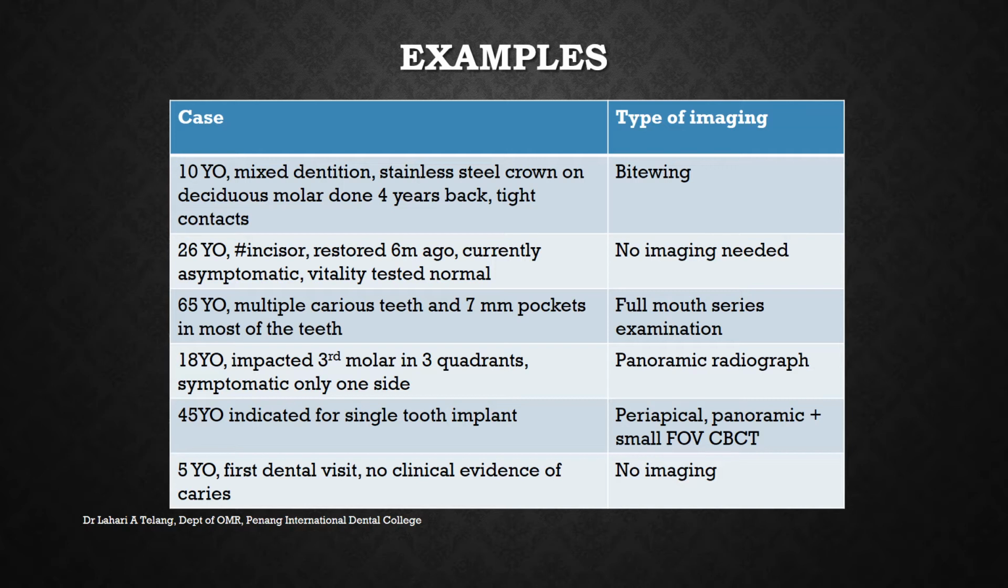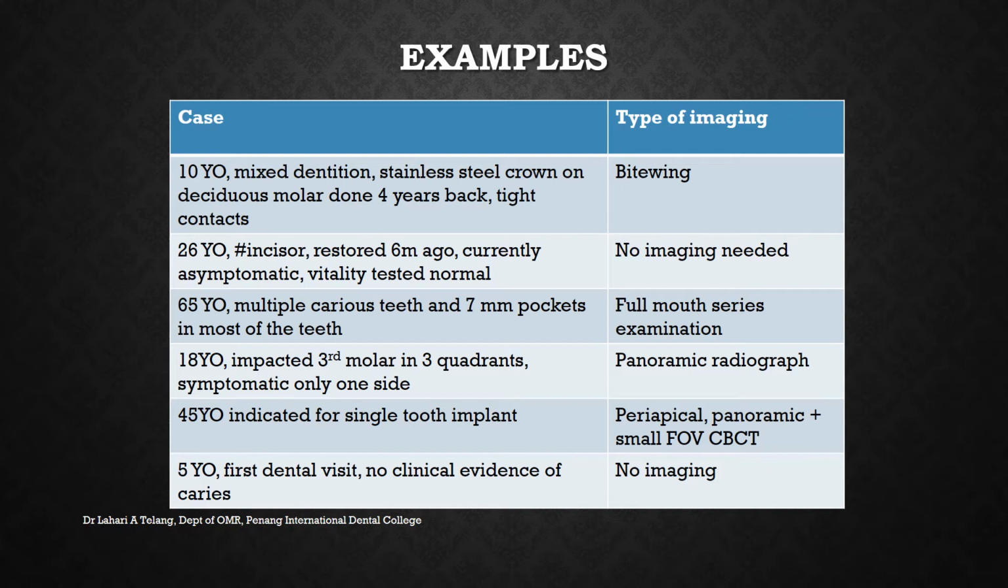A 65-year-old with multiple carious teeth and 7 mm pockets in most of the teeth, then a full mouth series examination of IOPARs or dental radiographs would be the ideal imaging of choice, because you want to look at the depth of caries in detail, as well as assess the bone loss in detail. So a full mouth examination would be a lot more convenient in giving you more details than a panoramic radiograph. An 18-year-old with impacted third molars in three quadrants and probably symptomatic only on one side, even then a panoramic radiograph would be one of the best choices of imaging in this case.